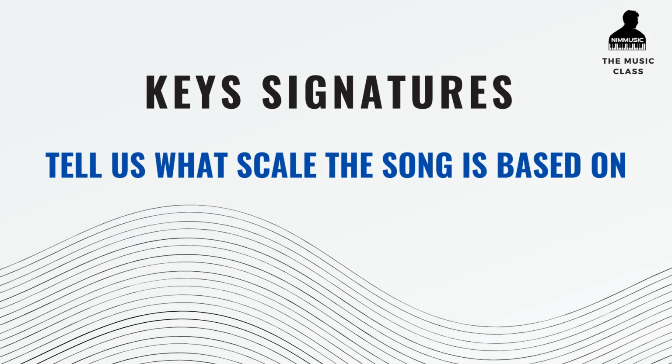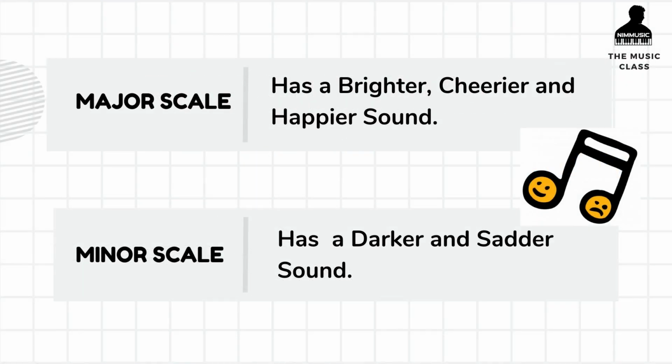Let's go back to key signatures. So we discussed that key signatures tell us what scale the song is based on. But when you're looking at a key signature, how can you tell if it's a major or minor piece, if both share the same key signature? That's a great question. There are a few different ways, but the easiest is just to listen. Does the song sound like it's minor or major overall?